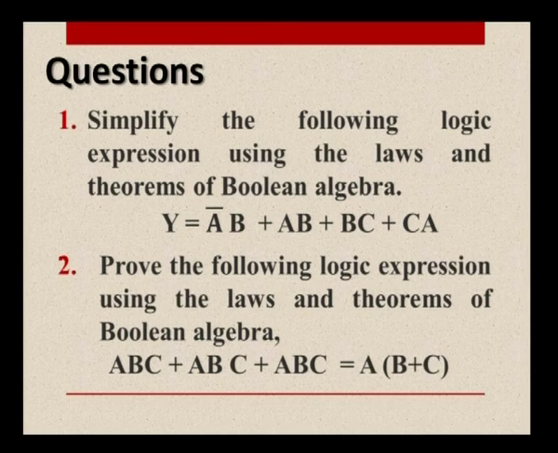Let us test our understanding by answering these questions. Simplify the following logic expression using laws and theorems of Boolean algebra. Of course, we can use the identities. I have just picked up 2 such expressions. Both are one and the same. The question is the same. Here it is given as the output Y is equal to something. Here it is given as the logical expression. We should prove that what is given on the left hand side is equal to the expression given on the right hand side. It is a simplified expression. You can try your hand at these 2 expressions to simplify them.